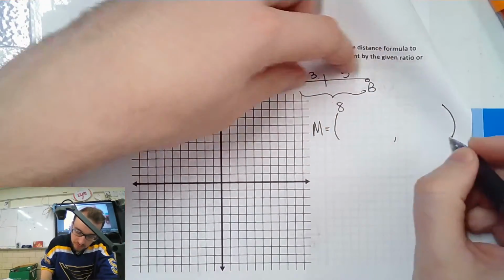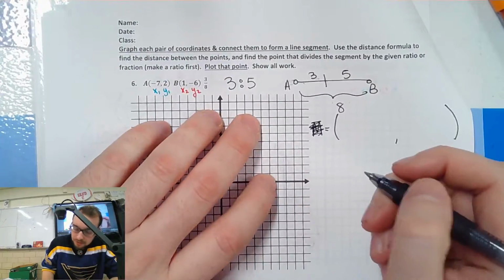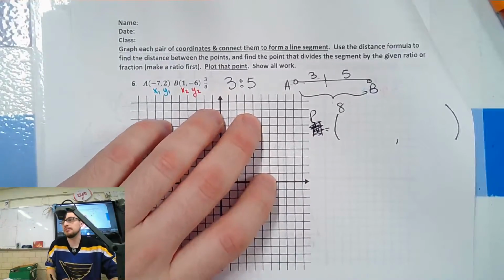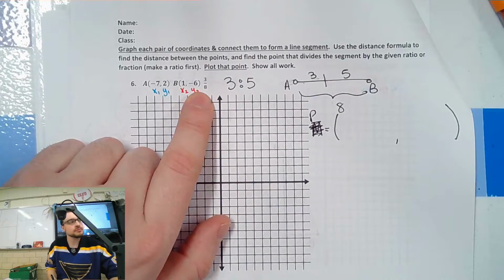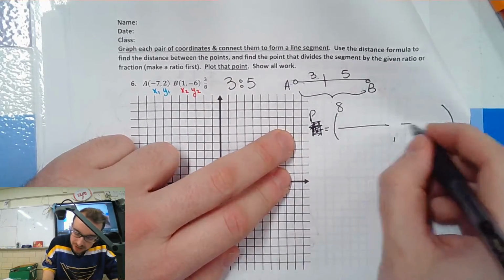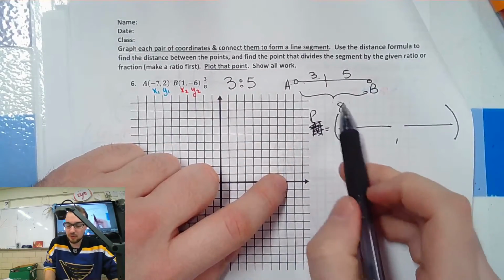So, we're not going to call it midpoint anymore, because it's not the middle point. We're just going to call it P. Some point, right? That's 3/8 of the way. We're still going to average our x's and average our y's, except there's going to be a total of 8 pieces now.